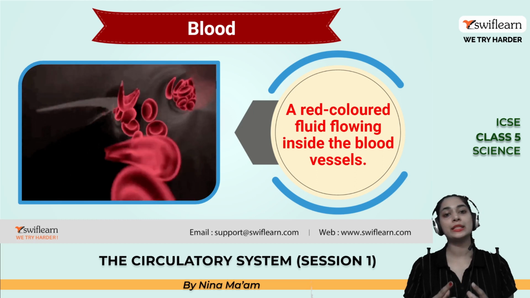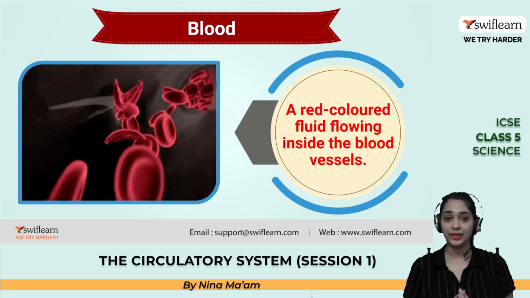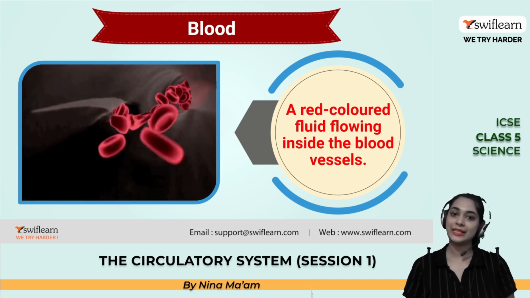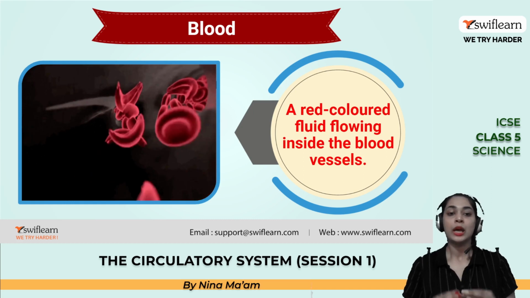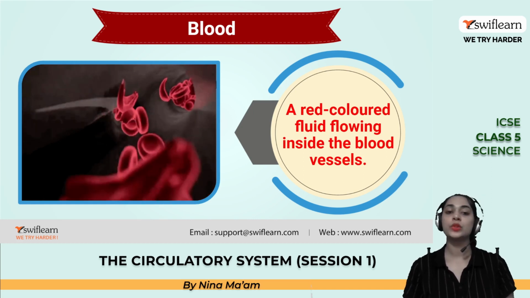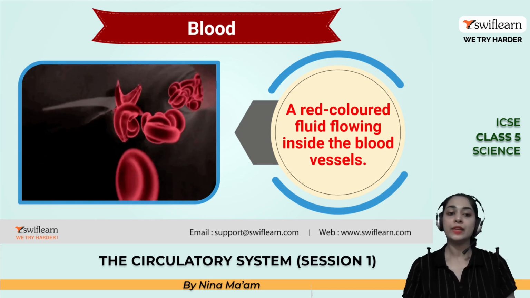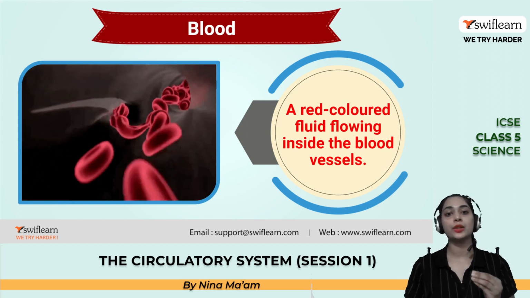So what is the solid part? The solid part is your blood cells. It contains red blood cells, white blood cells and platelets. So what is RBC, or the red blood cells? The red blood cells deliver oxygen to your lungs, to your tissues and organs.